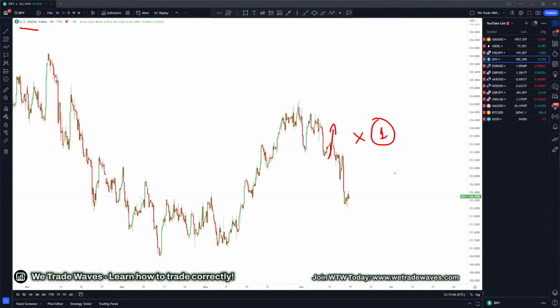How to trade is a total different story. All We Trade Waves members, they know about risk management. And I really hope, guys, all of you start to think about that as well, based on We Trade Waves 4 golden rules. All right? Going to 1 hour here.